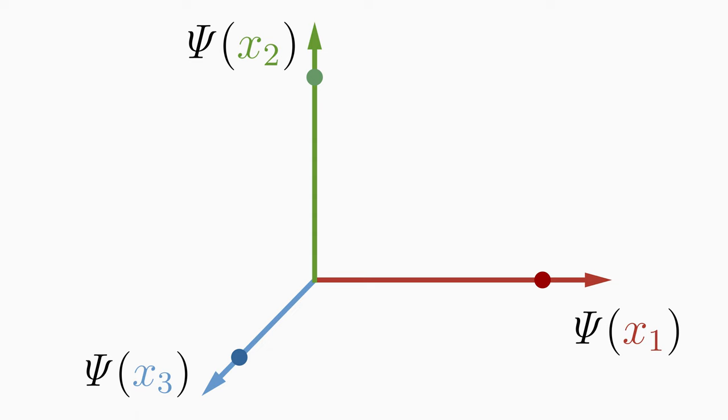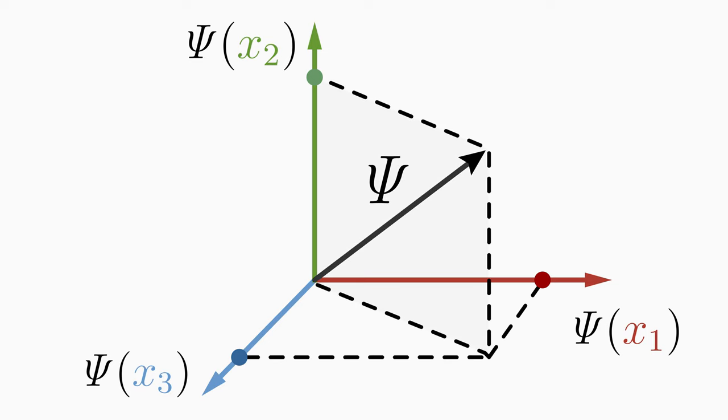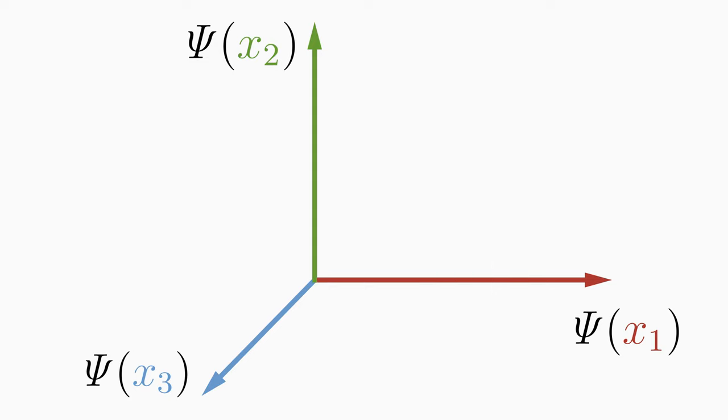We call the vector psi, representing a wave function psi of x, a state vector. Theoretically, of course, there are infinitely many x values. Therefore, there are also infinitely many associated function values psi of x. If there are infinitely many function values, then the space in which the state vector psi lives is infinite dimensional.